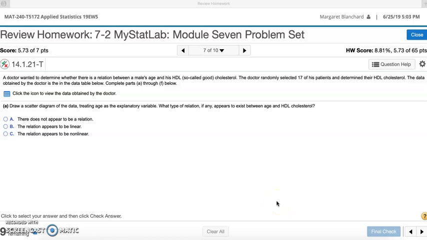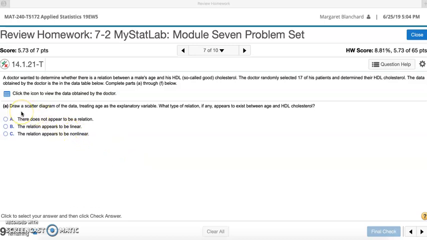Module 7, problem number 7. A doctor wanted to determine whether there is a relation between a male's age and his HDL, so-called good cholesterol. The doctor randomly selected 17 of his patients and determined their HDL cholesterol. The data obtained by the doctor is in the data table below. Complete parts A through F below.